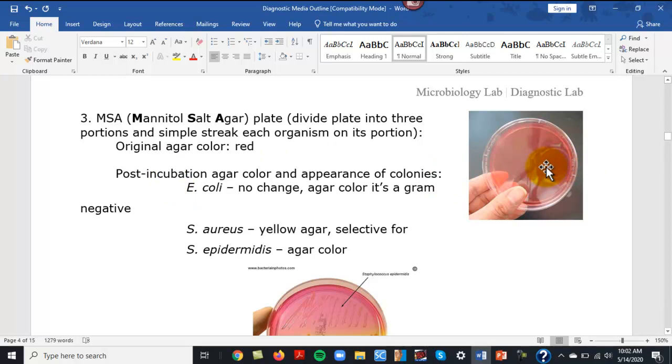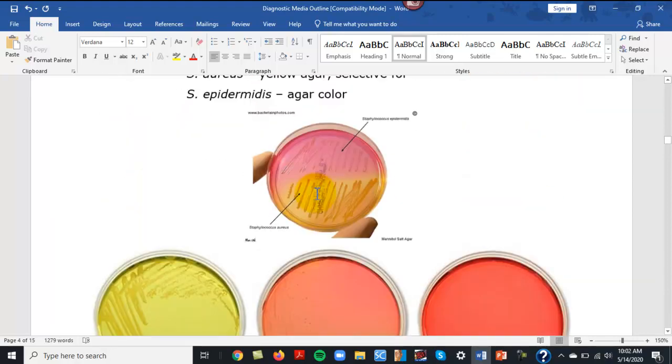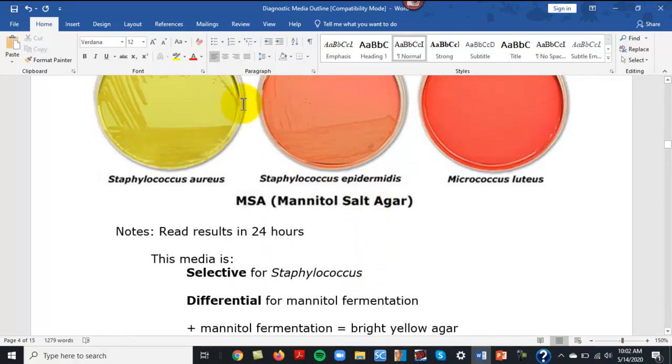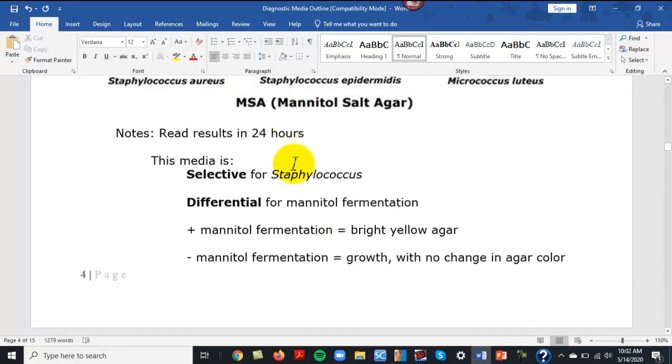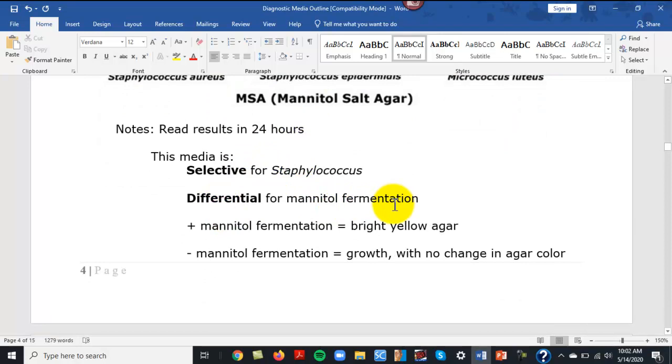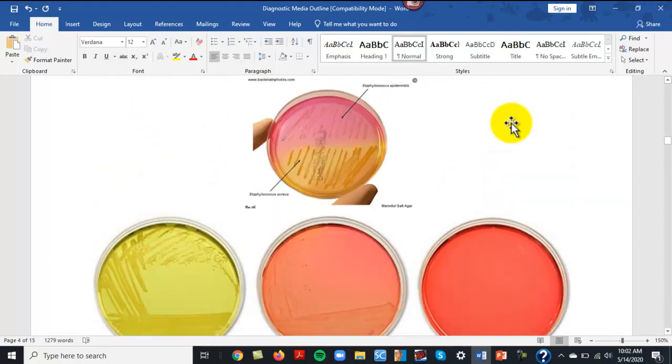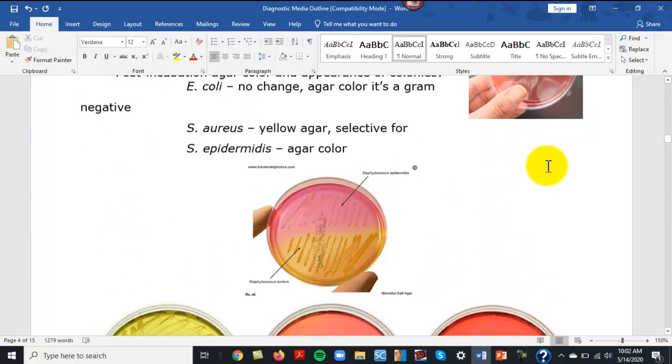MSA agar plates. Mannitol salt agar. It has a high concentration of salt. Not all organisms can grow in salt. This one happens to be selective for Staphylococcus. And specifically, it actually will tell you the difference between staph species as well. It's differential for mannitol fermentation. Mannitol is a plant sugar. So if you have an organism that can break down mannitol and it can grow on this plate, it will turn yellow. So here is the original color of the media.